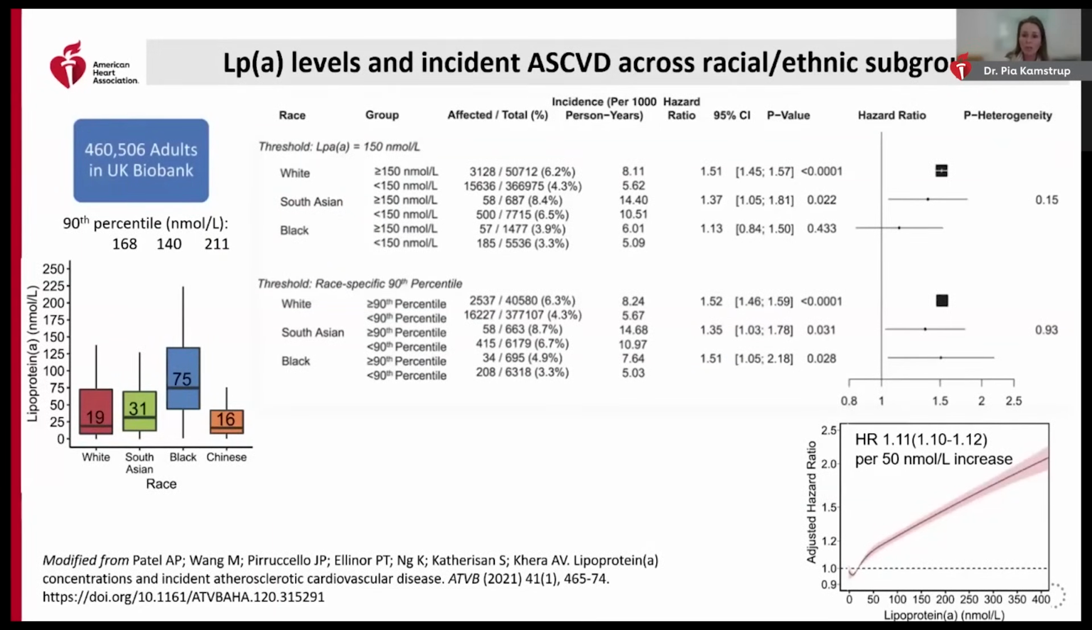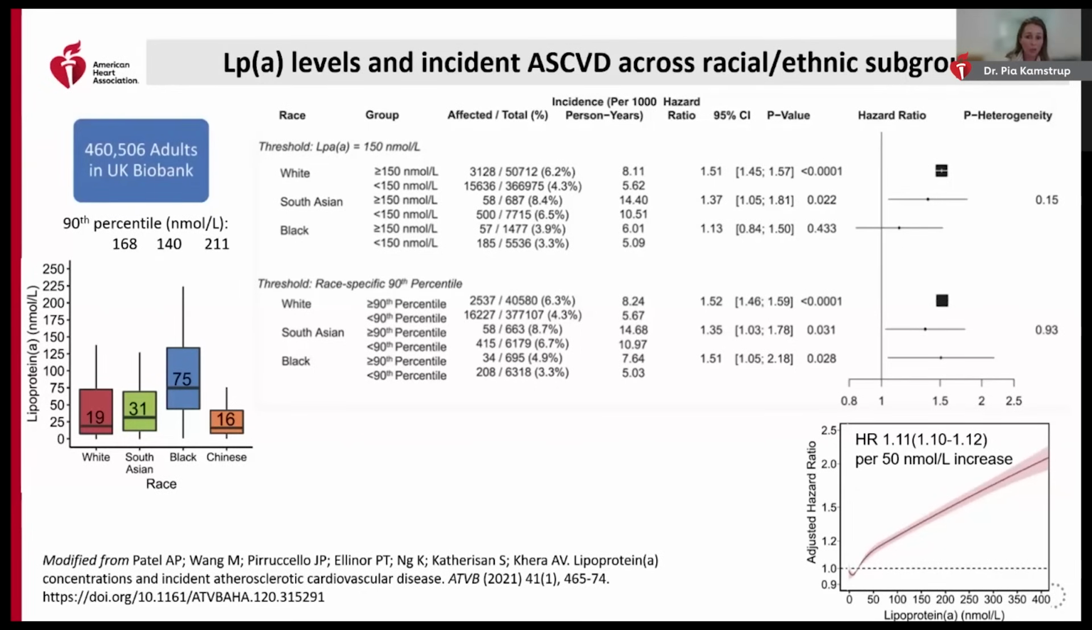Finally, while the majority of the data shown so far stem from studies conducted in predominantly white European ancestry populations, and Lp(a) concentration distributions and levels are known to vary with ancestry, a recent very large study on 460,000 individuals from the UK Biobank included also a significant number of self-identified South Asian and Black and a smaller number of Chinese participants.